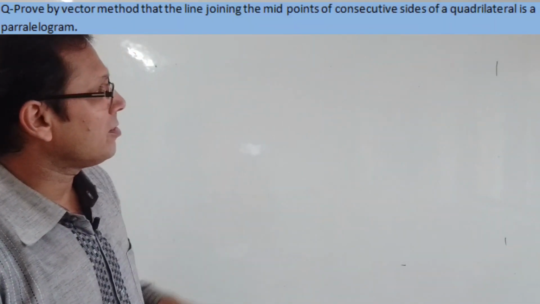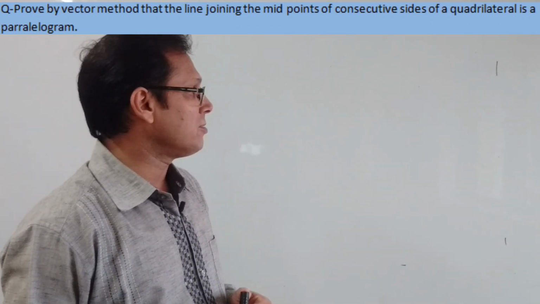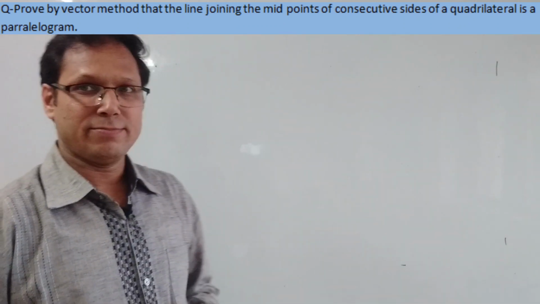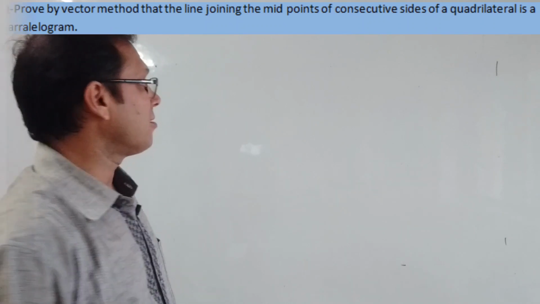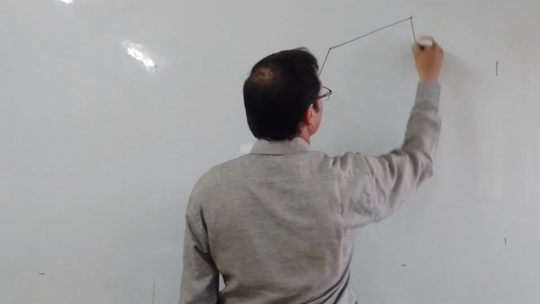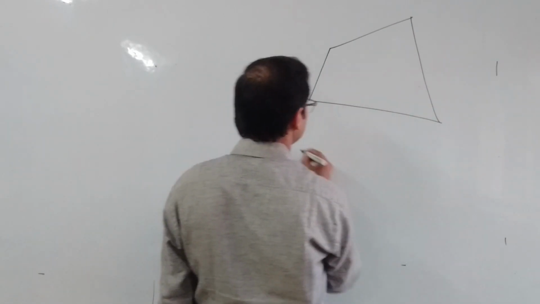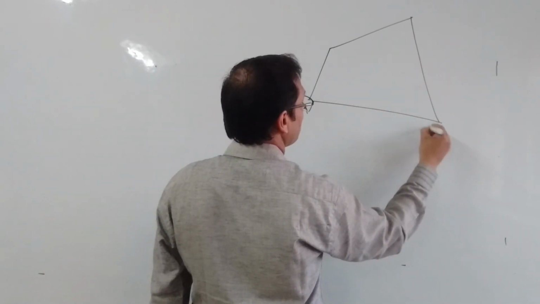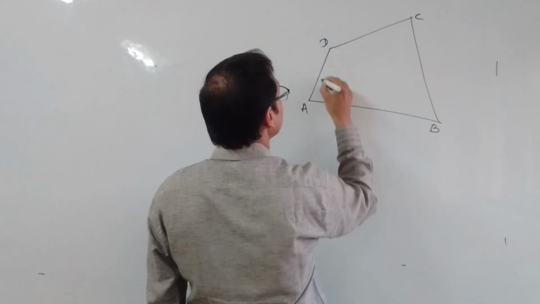Now we read the next question. You have to prove by vector method that the line joining the midpoints of the consecutive sides of a quadrilateral is a parallelogram. Okay. First we will draw a quadrilateral, that is, any type of quadrilateral. Suppose ABCD is a quadrilateral. See, A, B, C, D.